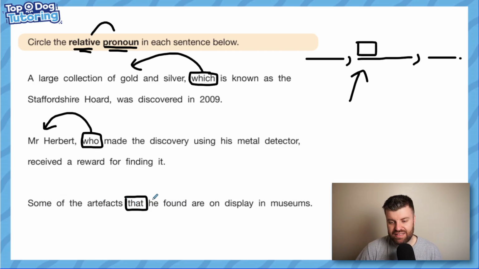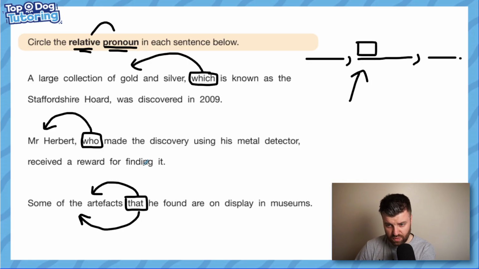Some of the artifacts that. This is directly linking to some of the artifacts straight away. It would be absolute nonsense to repeat that. It wouldn't make any sense as a sentence. But we are directly referencing, and it's directly related to the artifacts. That's what we're talking about in this sentence, okay?